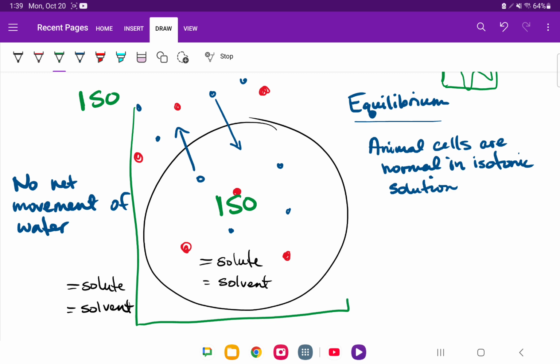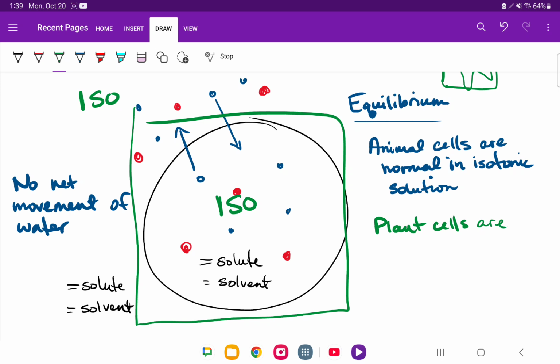All right, now we throw a cell wall around there, turn this into a plant cell. Plant cells are not going to be turgid. They're not going to be completely chock full like they would be in a hypotonic solution. So we say they are flaccid. Flaccid means kind of limp, means that it's not completely, totally full. And that is not healthy for a plant cell. So if your plants have an isotonic solution around them, then they are going to be wilted, meaning they're not going to be fully healthy.